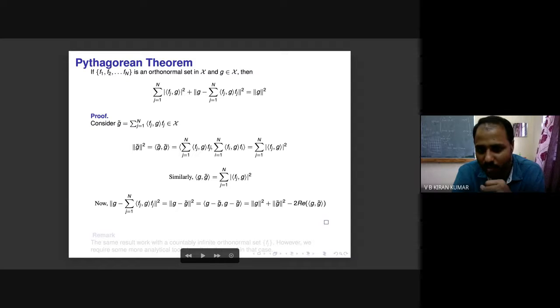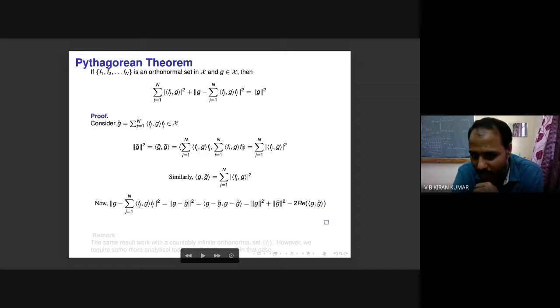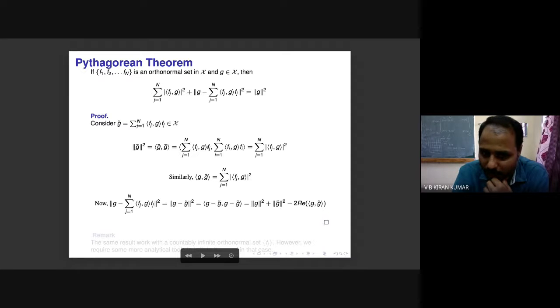So for example, here f1 and here f2 comes means it is 0. f1 with f3 is 0. So f1 with f1 will only survive, and that is 1 due to orthonormality. So the same terms will only contribute. Therefore, you obtain the summation j equal to 1 to n of inner product fj g bar into inner product fj g. That means mod fj g square. So that's what you get here. This is an easy thing. Similarly, you can compute the inner product of g with g tilde to be the same thing.